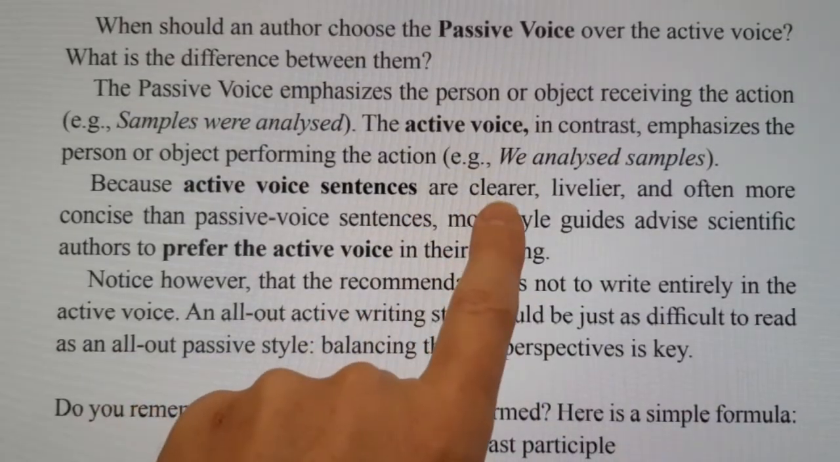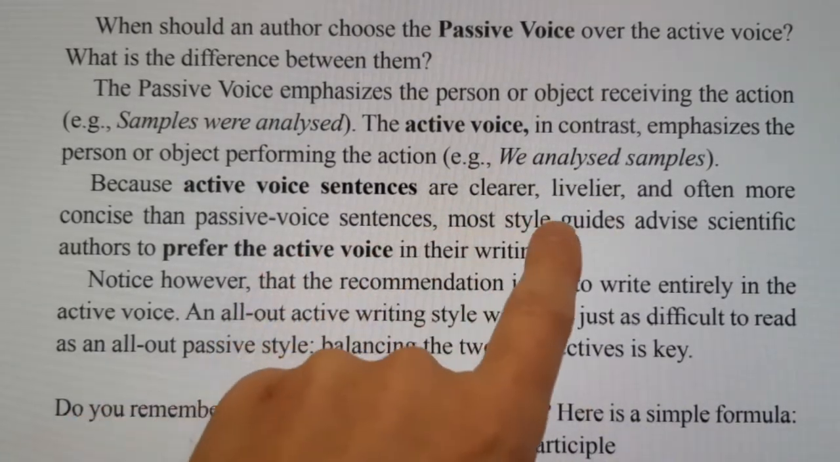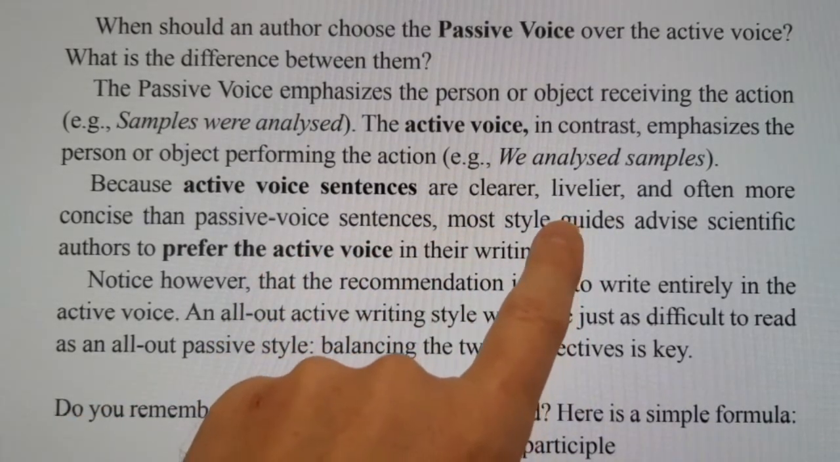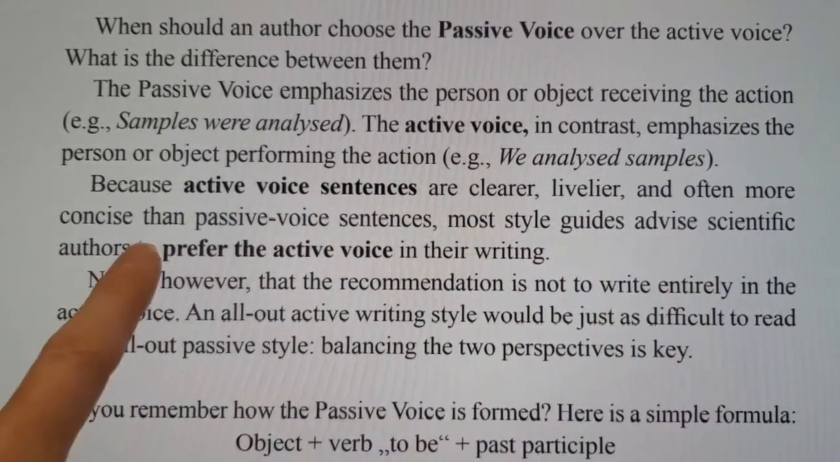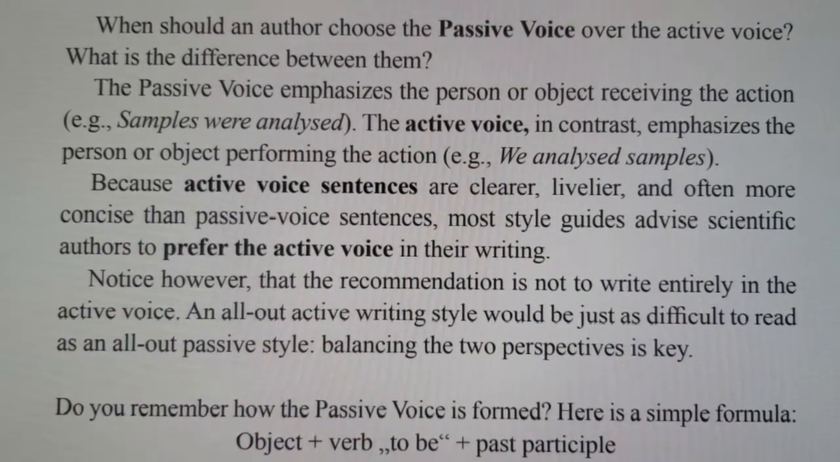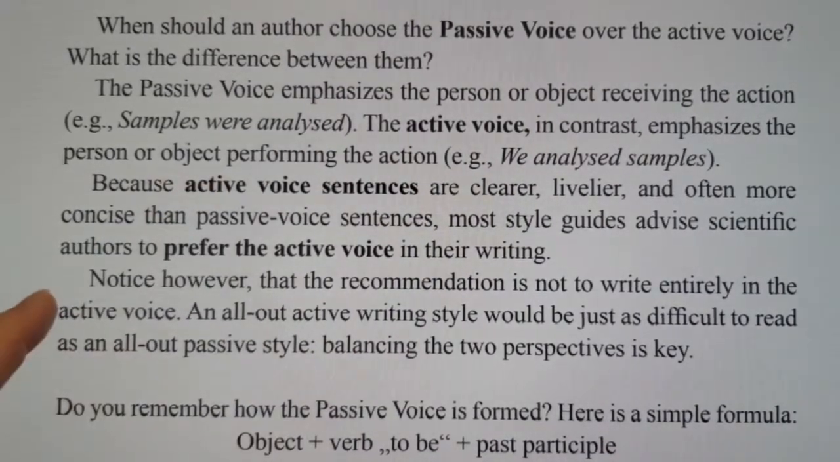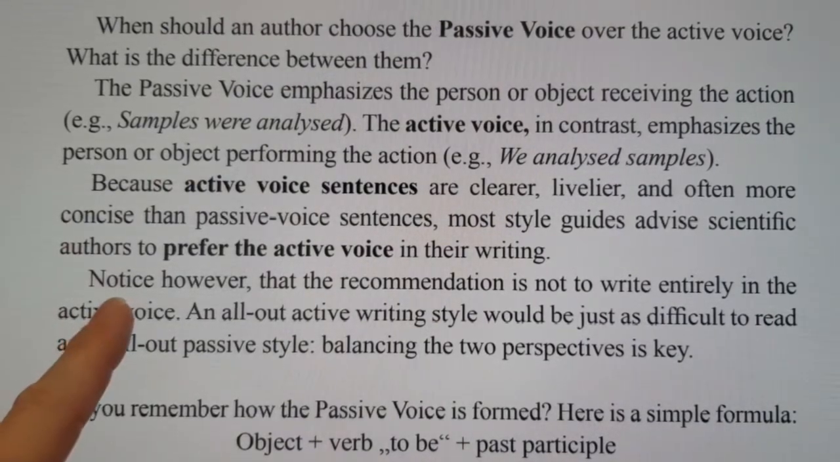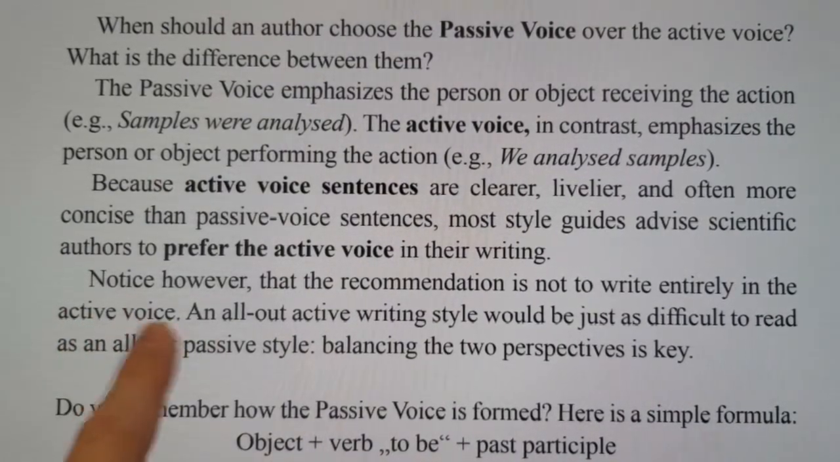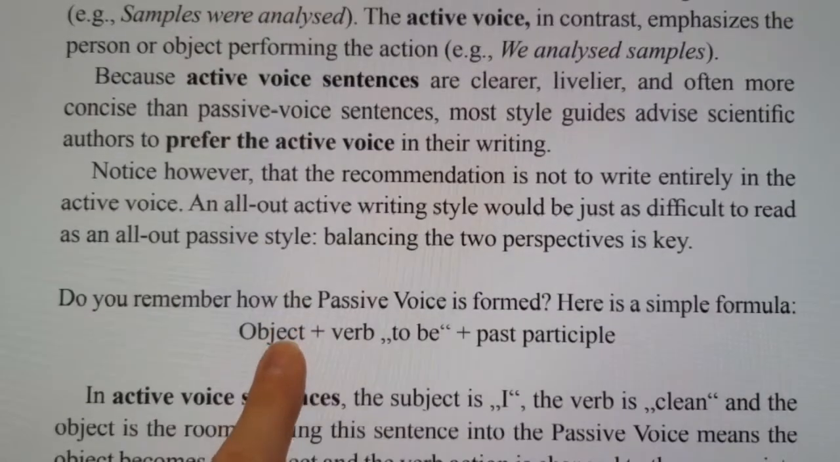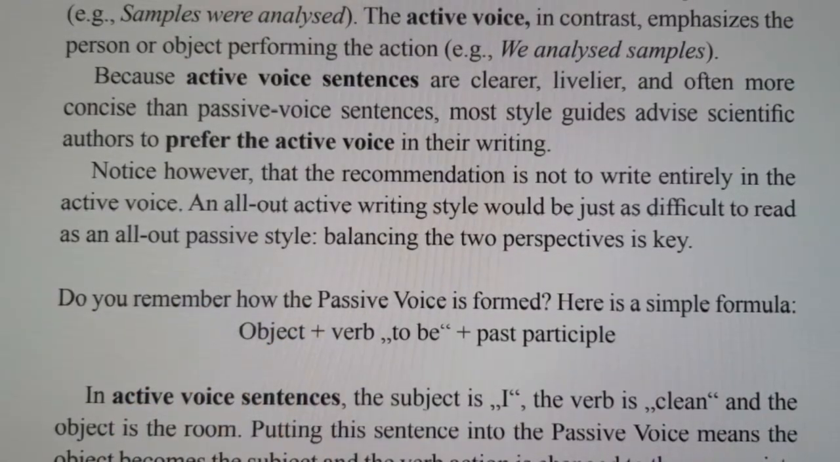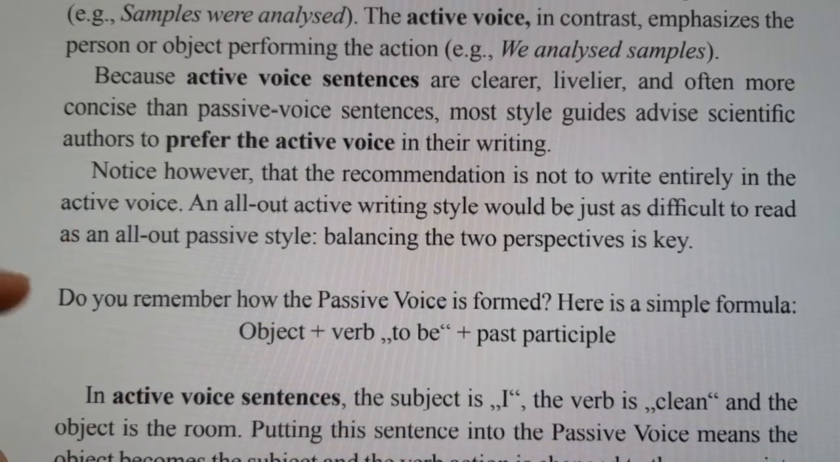Now, these are very clear and they're livelier, and a lot of publications advise authors to use the active voice in their writing, but you don't want to use too much of one and not enough of another, okay? So don't write it entirely in the active voice. And if you want to use active voice, be careful of things like "I" and "we"; rather use "the authors" or "our team", for example.